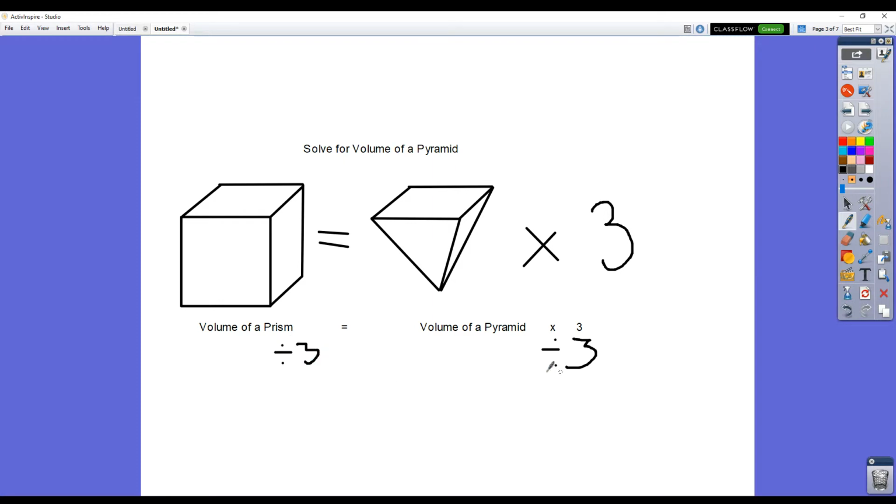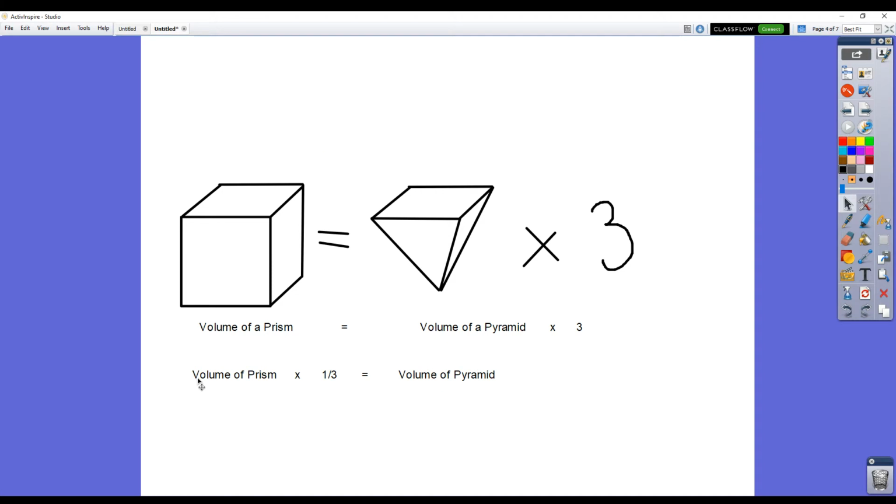Now, one fact is that dividing by 3 is the same thing as multiplying by 1/3. So if you choose to divide by 3, that's the same thing as multiplying by 1/3. But in this formula, whoever created this formula prefers to multiply by 1/3 instead of divide by 3. So we're just going to go with multiply by 1/3.